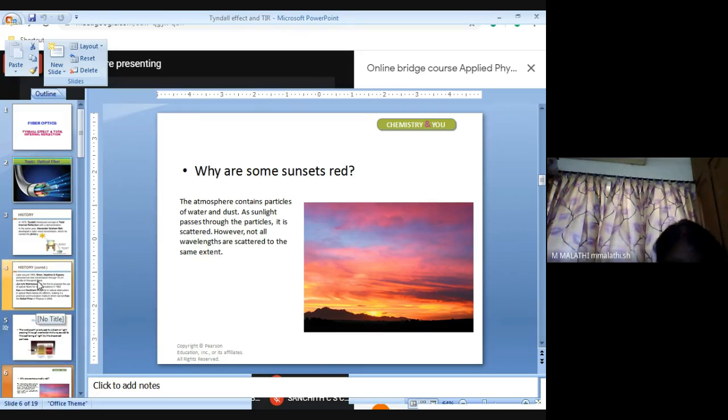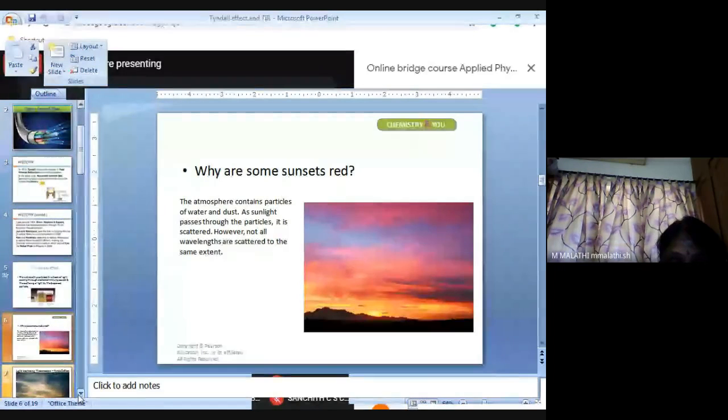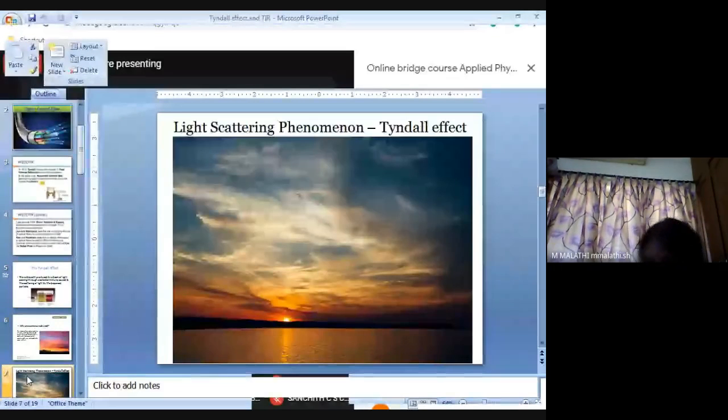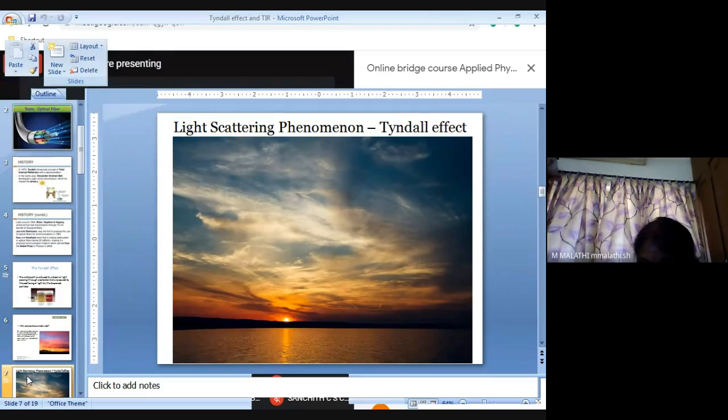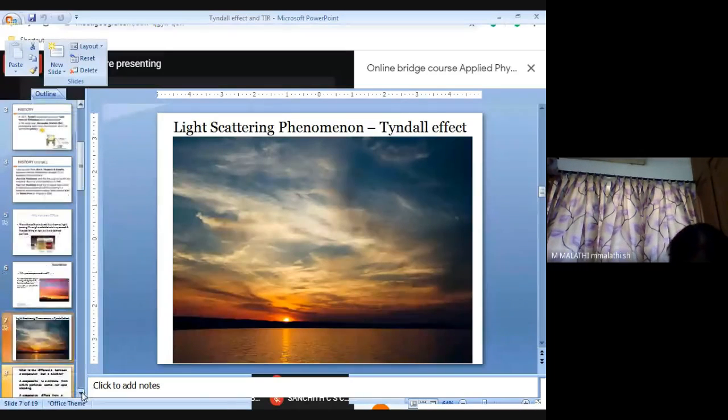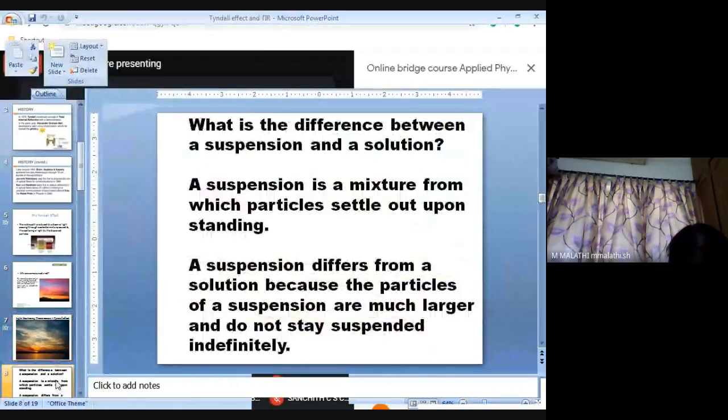I will tell you this again in detail. So this appearing of the sky in red is due to the Tyndall effect. See, the light scattering phenomenon: this is how the light gets scattered during sunset. This is another diagram for the Tyndall effect. So what is the Tyndall effect? It is the scattering of light by the particles in a medium.